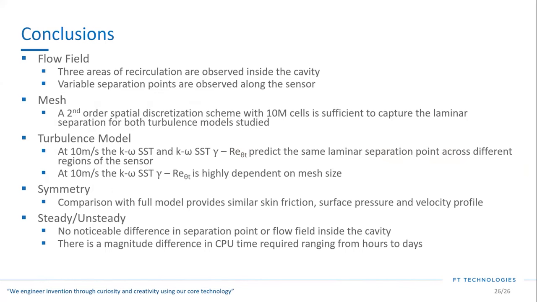For the mesh, second order spatial discretization for velocity is required, with approximately 10 million cells seeming to be sufficient to capture separation regardless of the turbulence model that we've observed. As for the turbulence models, the k-omega SST and the gamma Re theta predict a similar laminar separation point across different regions of the sensor, with SST gamma Re theta being highly dependent on the mesh size.